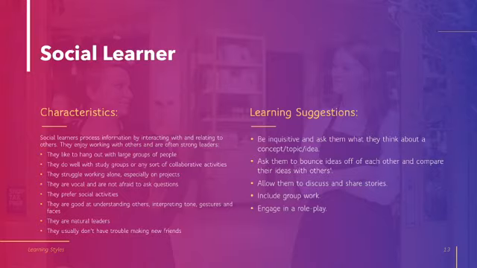Social learners process information by interacting with and relating to others. They enjoy working with others and are often strong leaders. So, social learners like to hang out with large groups of people. They do well with study groups or any sort of collaborative activities. They struggle working alone, especially on projects. They are vocal and are not afraid to ask questions. They prefer social activities. They are good at understanding others, interpreting tone, gestures, and faces. They are natural leaders, and they usually don't have trouble making new friends.